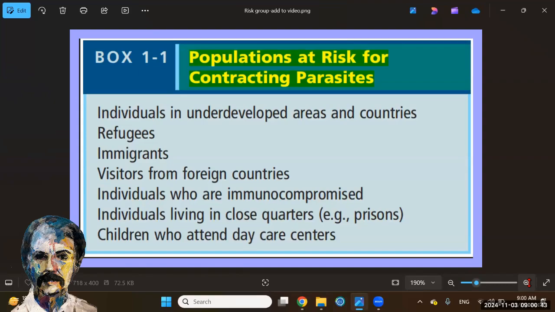Okay, so these are the population at risk. Again: the developing or underdeveloped countries, refugees, immigrants, foreign travelers or visitors, immunocompromised people with a low or weak immune system, people in prisons, in schools, in kindergartens, and anywhere where people are crowded.